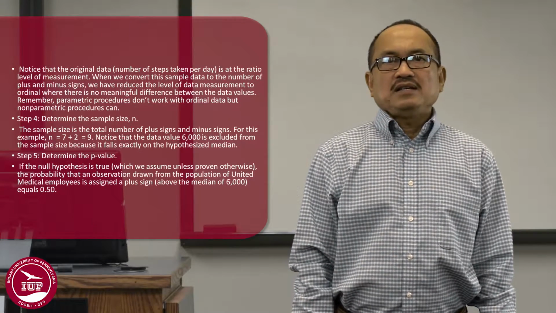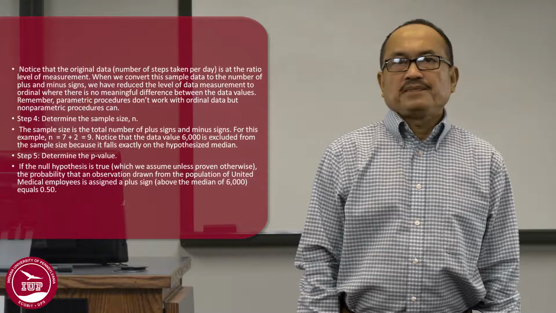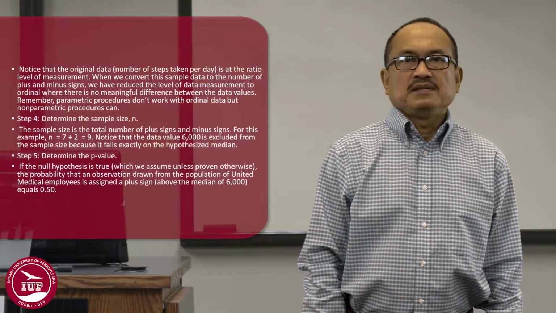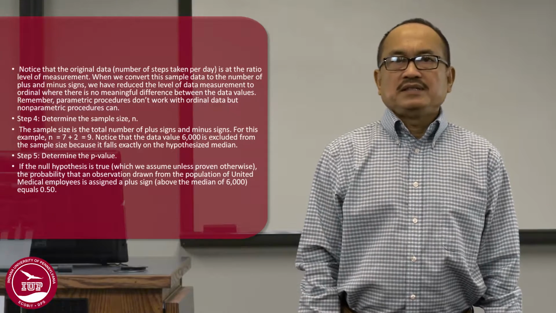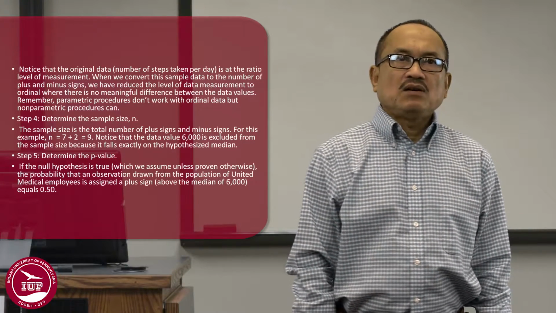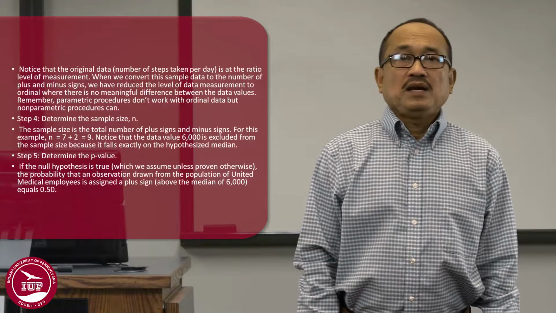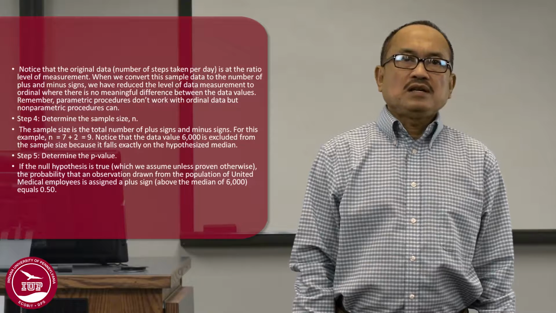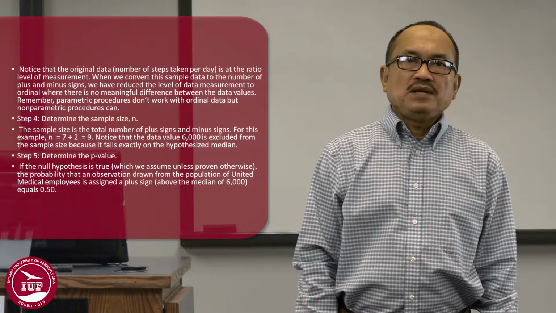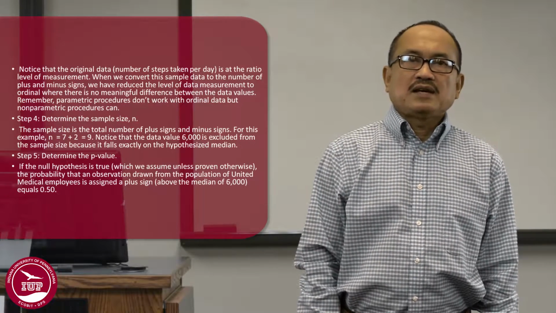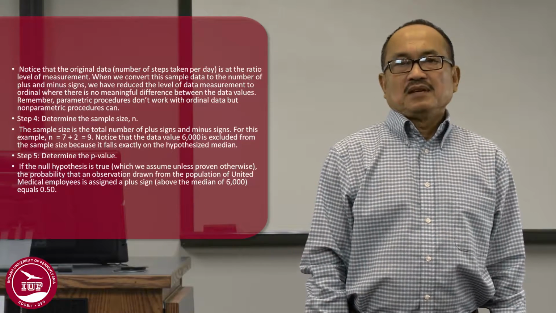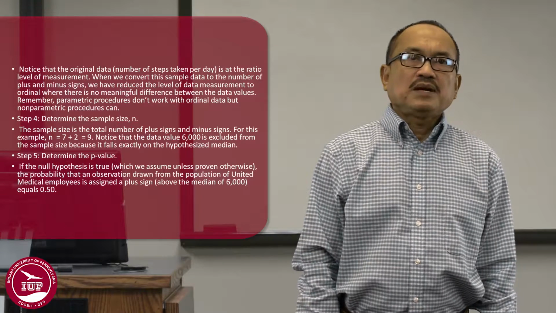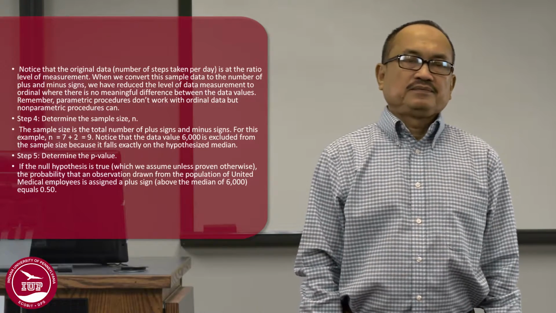Notice that the original data, number of steps taken per day, is at the ratio level of measurement. When we convert the sample data to the number of plus and minus signs, we have reduced the level of data measurement to ordinal, where there is no meaningful difference between the data values. Remember, parametric procedures don't work with ordinal data, but non-parametric procedures can.